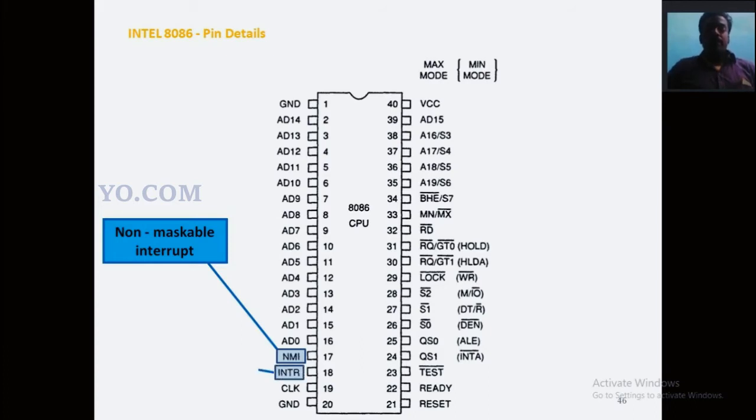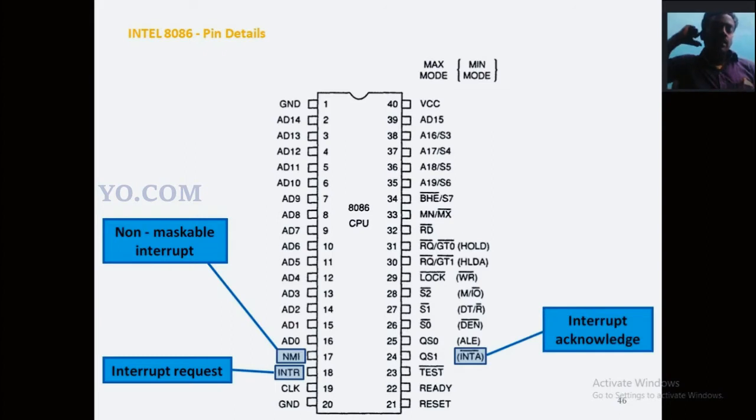Next one is INTR, the interrupt request. This is a pin used by external hardware to request an interrupt from the microprocessor. It requires the microprocessor to generate an interrupt. This pin we also studied yesterday, in the last class.